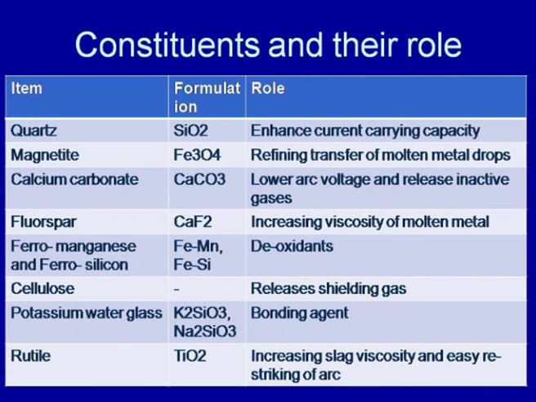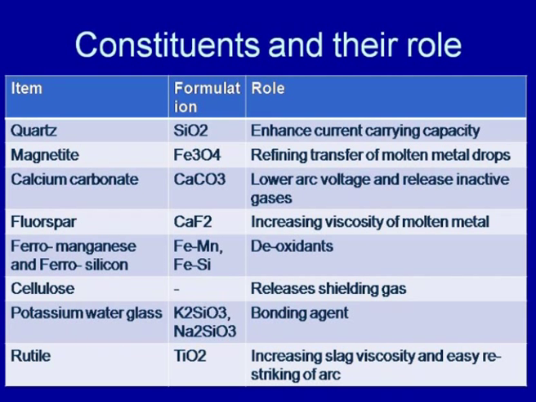And cellulose is also used for developing the inactive gases which will be released by the thermal decomposition to protect the weld pool from the atmospheric contamination. So, this cellulose on thermal decomposition releases the shielding gases for protecting the weld pool. Potassium and water glasses are used as a bonding agent for bonding the variety of constituents which are being used for the different purposes. Similarly, the rutile is used for increasing the slag viscosity and easy re-striking of the arc.